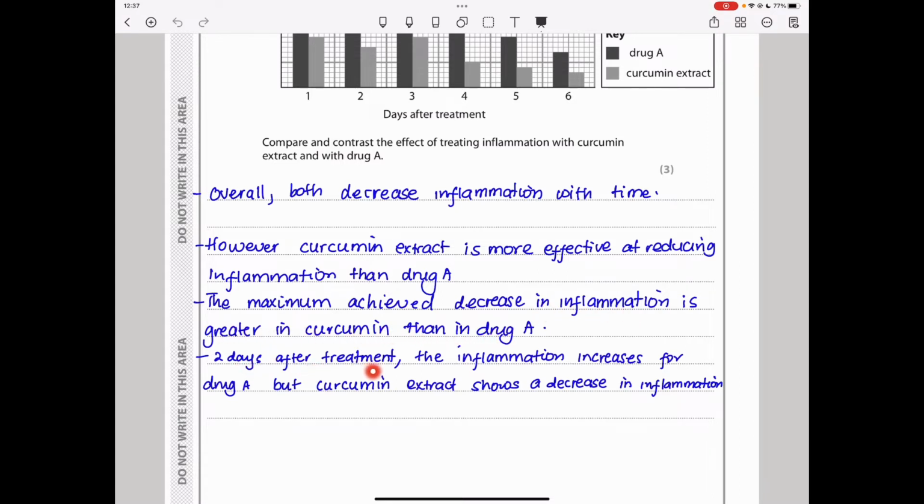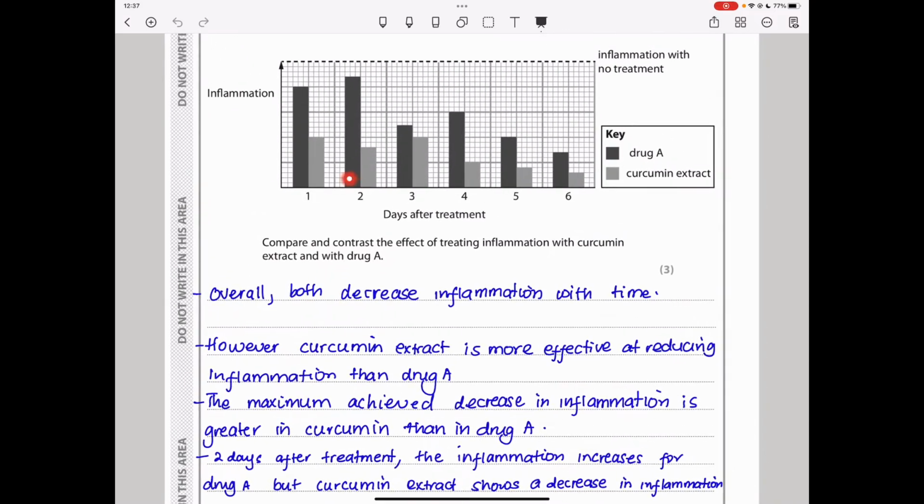And 2 days after treatment, can you see here? This is what I'm talking about. 2 days after treatment, we can see there is a slight increase in the inflammation when you use drug A, while the curcumin extract causes a decrease as well. Although here too, there is a slight increase.